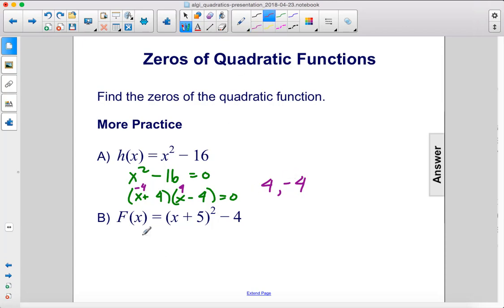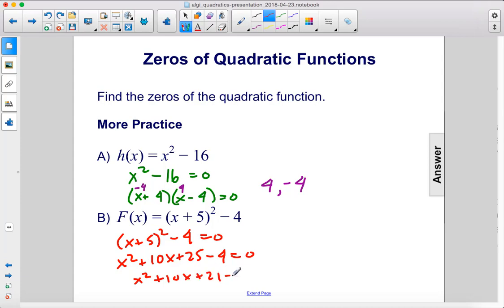Alright, the next problem. Here's our quadratic equation equals 0. Let's multiply this out. So using FOIL, we have x squared plus 10x plus 25 minus 4 equals 0. We'll combine those terms. X squared plus 10x plus 21 equals 0. Now we factor that.